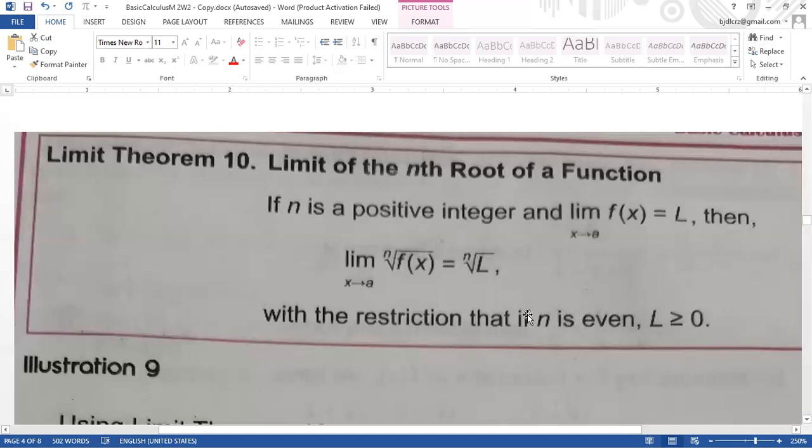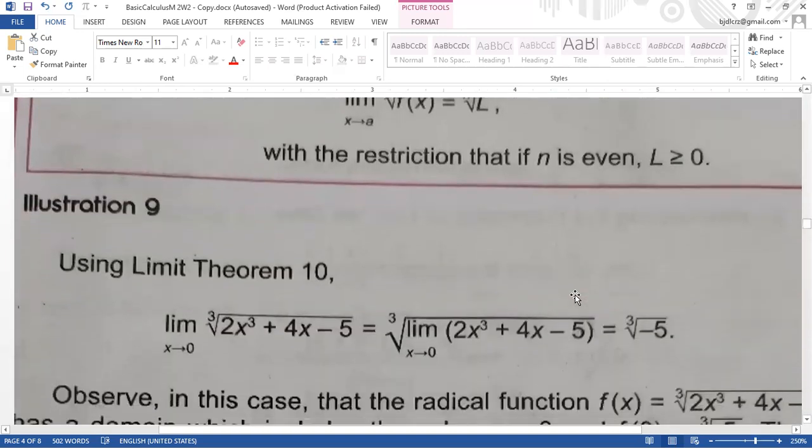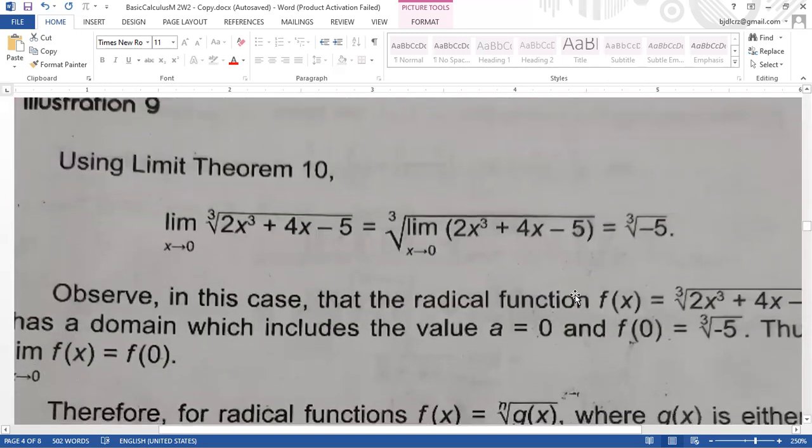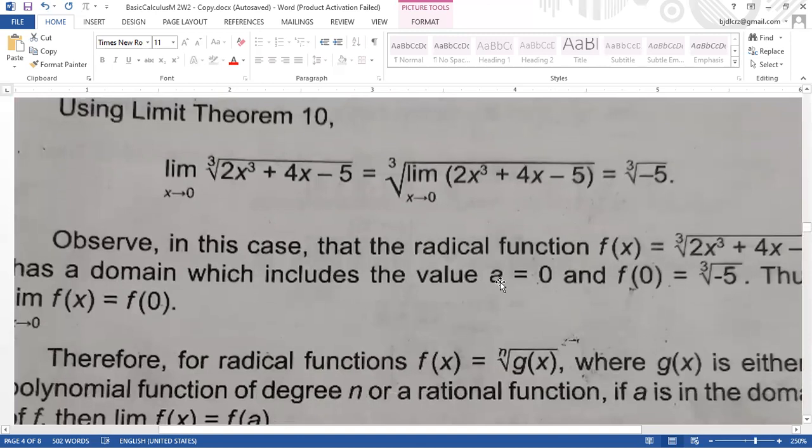So with the restriction that if n is even, our limit is greater than or equal to 0. Kung ang limit is even, greater than or equal to 0 ang answer. So illustration, using limit theorem 10.